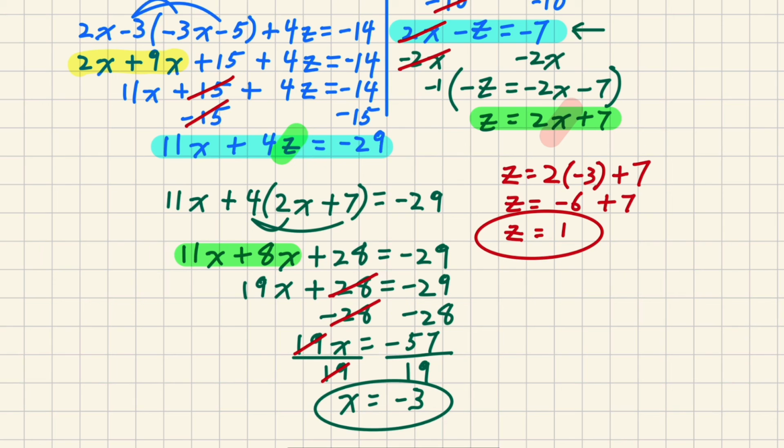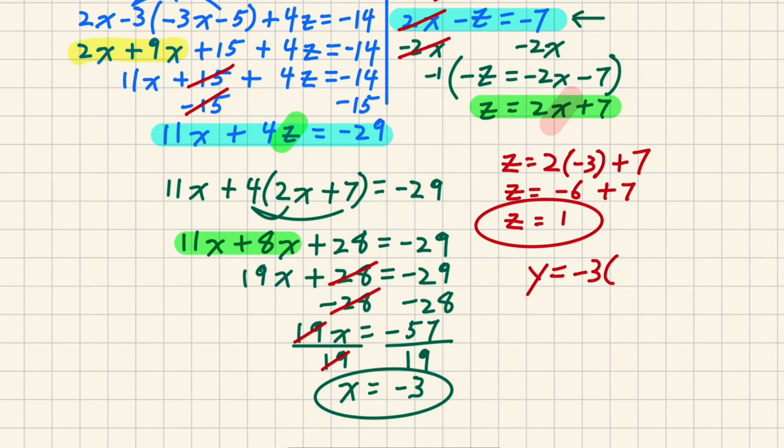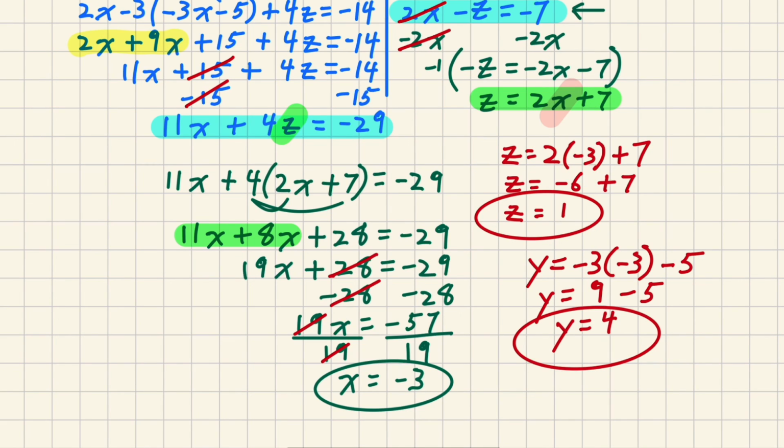We have x, we have z. If I look back, I also had this equation that I used earlier where I had solved for y, and we now know what x is. So I can say y equals -3 times x, and we know x is -3. The rest of that equation is -5. So y equals 9 minus 5, or just 4. So we have solved for each of the variables x, y, and z.